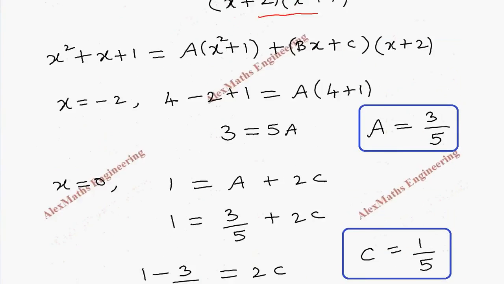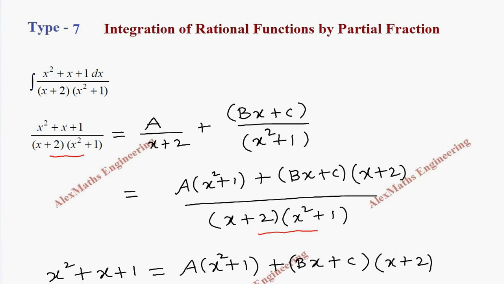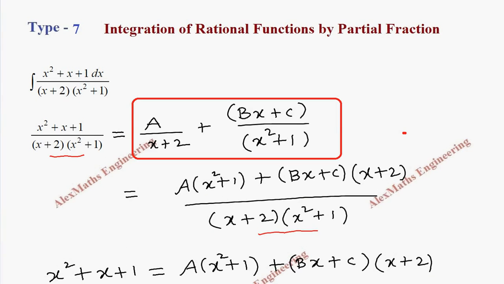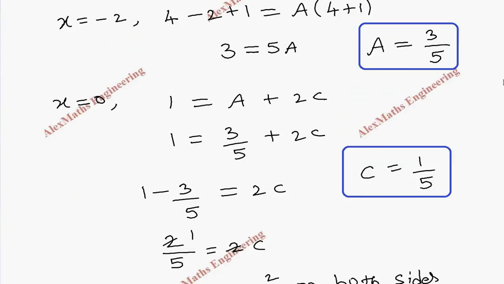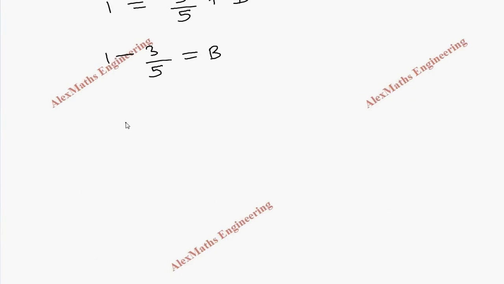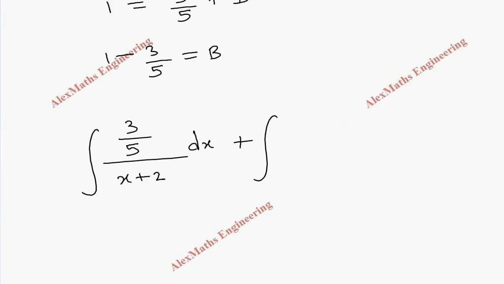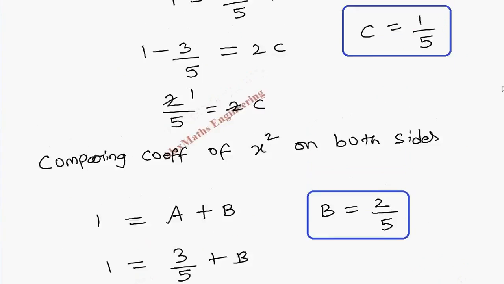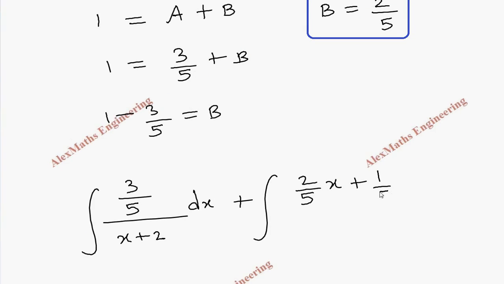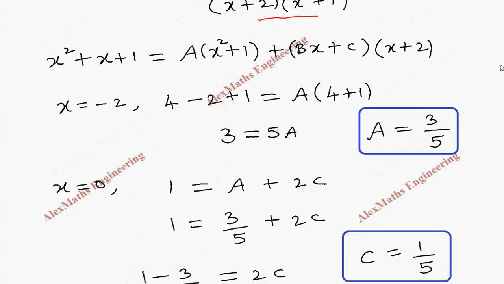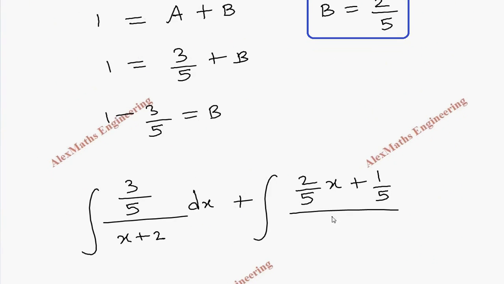Now we are going to substitute that in the step where we applied the partial fraction rule. A by x plus 2. So a value is 3 by 5. So 3 by 5 by x plus 2 integral dx. This is the first term. Then second term is bx plus c. b is 2 by 5, c is 1 by 5. Divided by, we have the other factor, quadratic factor, x square plus 1. So this is x square plus 1 into dx.